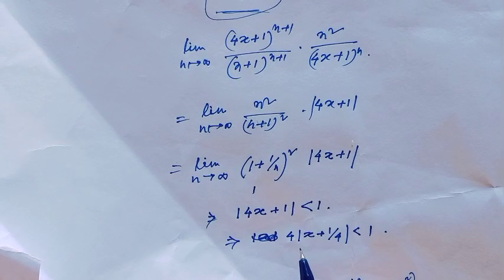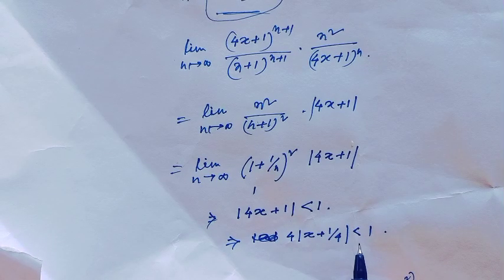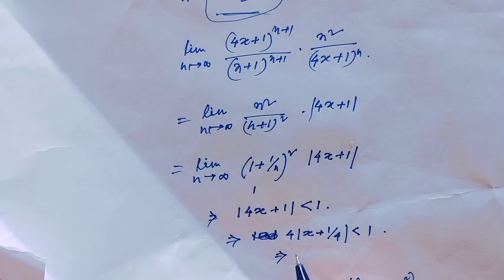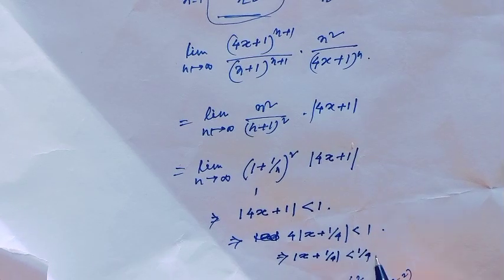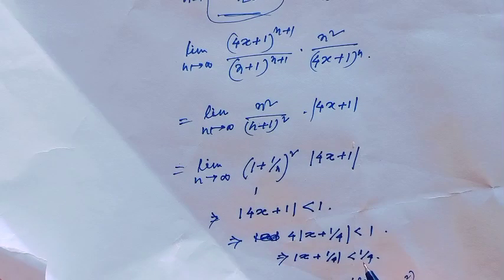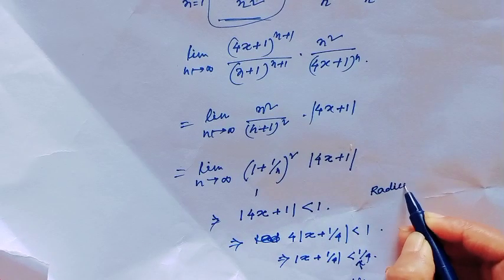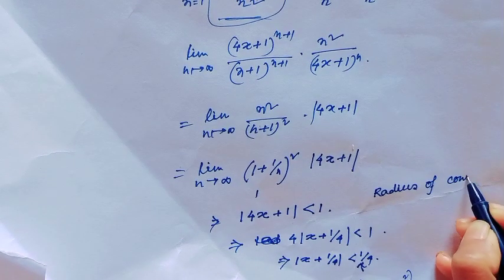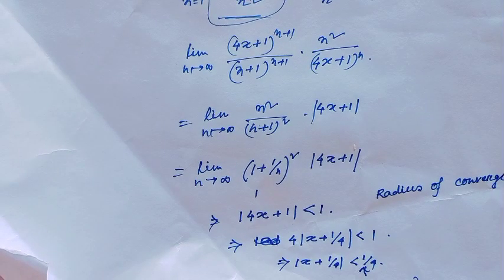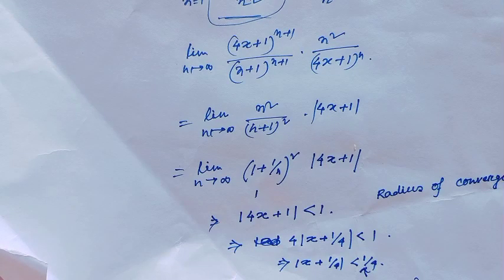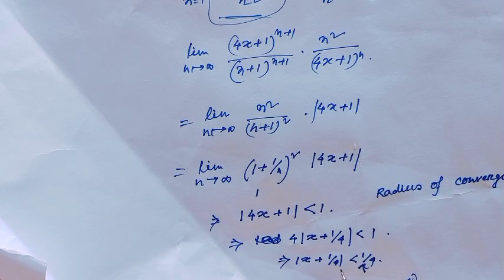We can write this as 4 times the absolute value of x plus 1 over 4 less than 1. That implies the absolute value of x plus 1 over 4 is less than 1 over 4. That means obviously the radius of convergence of this power series is 1 over 4. Then what is the interval of convergence of this power series? Okay. In here the center of this power series is minus 1 over 4.